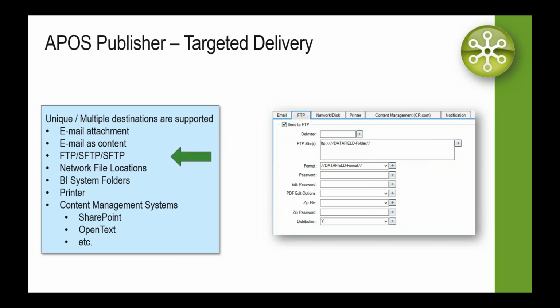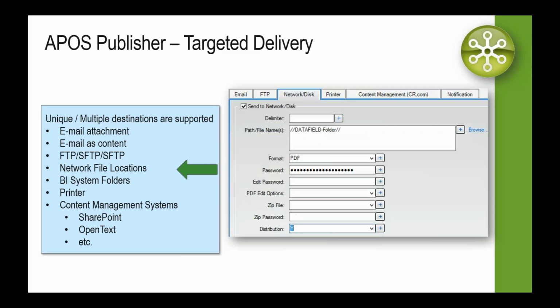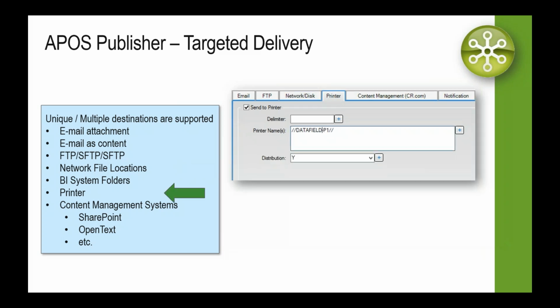Also the different flavors of FTP: SFTP, FTPS, network file location. That includes not only your network, but also folders inside of Business Objects. So I can burst to a Business Objects folder, any folder in the BI system.